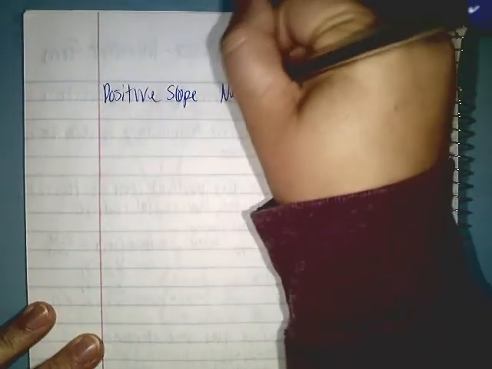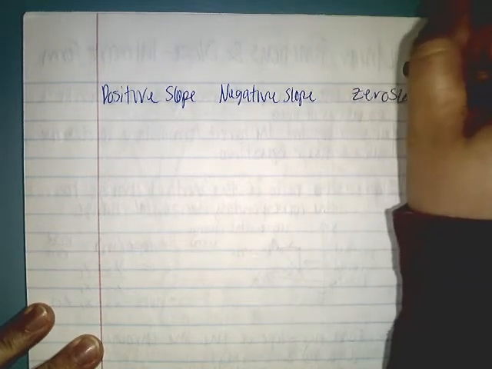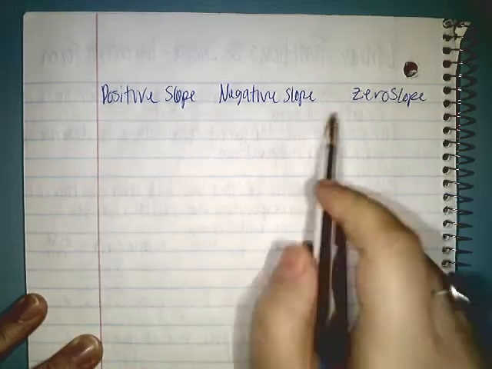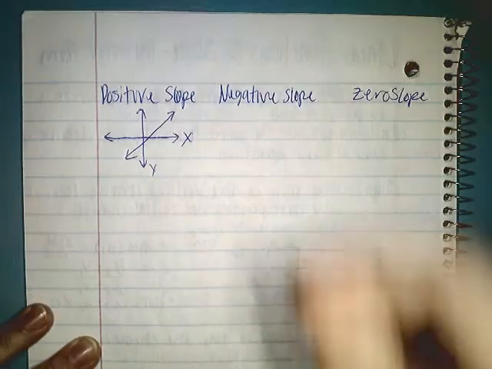So we have positive slope, negative slope, and zero slope. We're going to start with these three, and then I have a few other ones. So positive, negative, and zero slope. Positive slope, if I have my y and x axes, it just goes up from left to right.